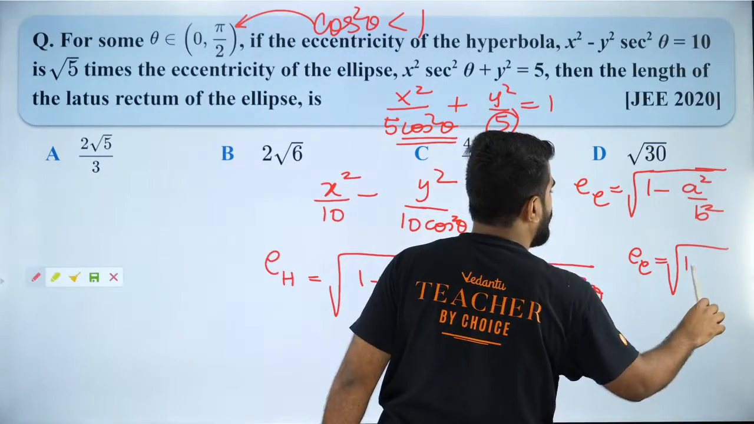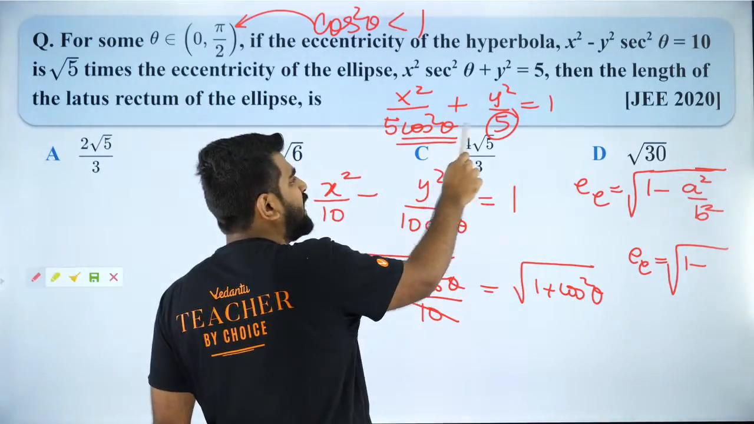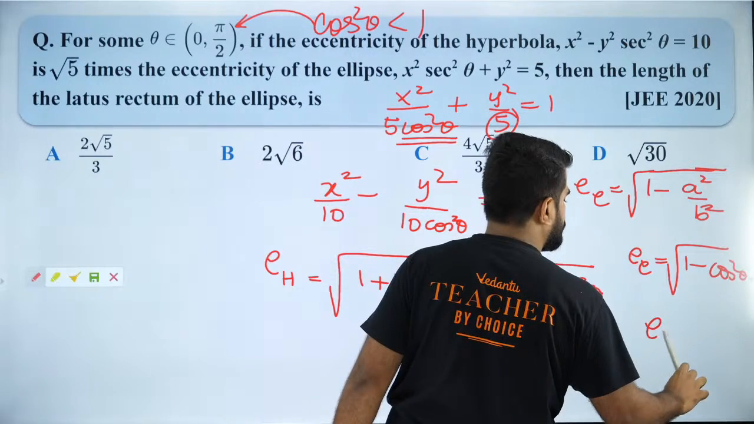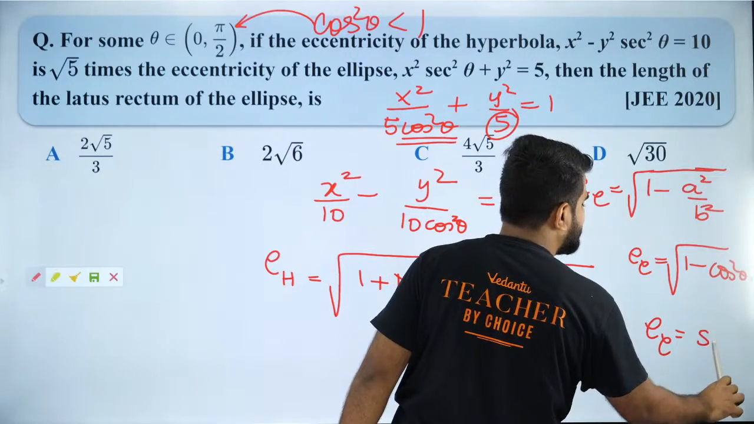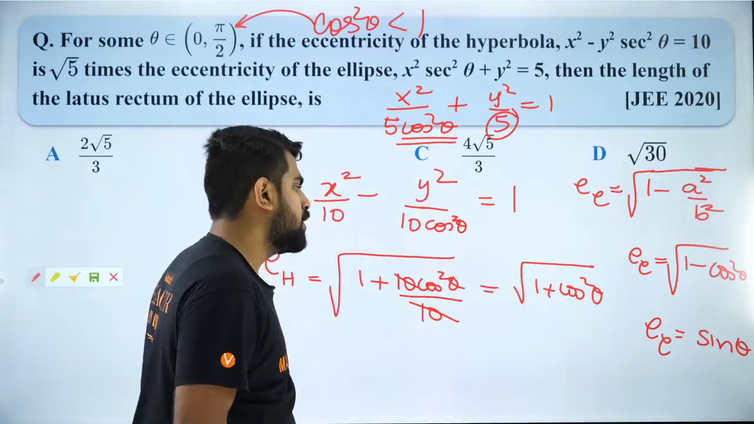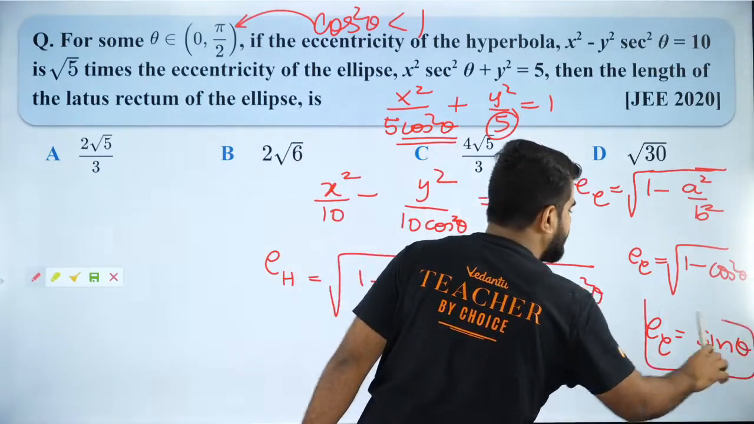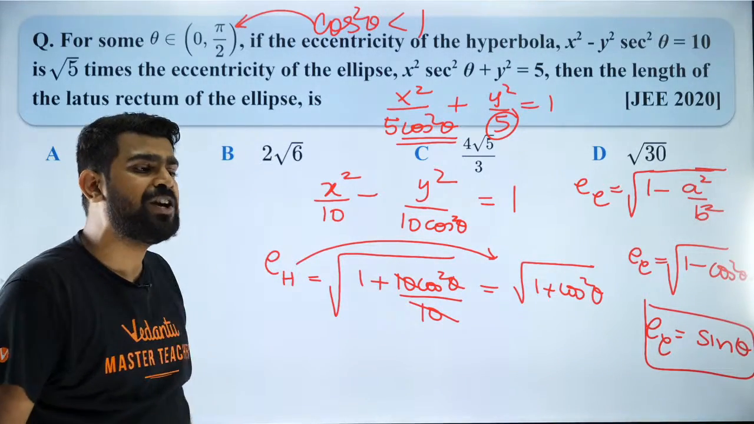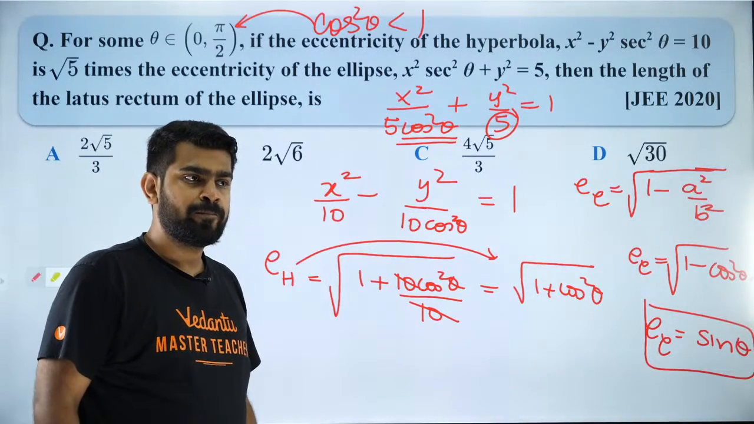So what is the eccentricity of the ellipse? Do you all agree it is root of 1 minus phi cos square theta by phi, which will be cos square theta. So what is 1 minus cos square theta? 1 minus cos square theta is sin square theta. So under root of sin square theta is sin theta. So this is the eccentricity of the ellipse and this is the eccentricity of the hyperbola. Both of which I have ready in my hand.